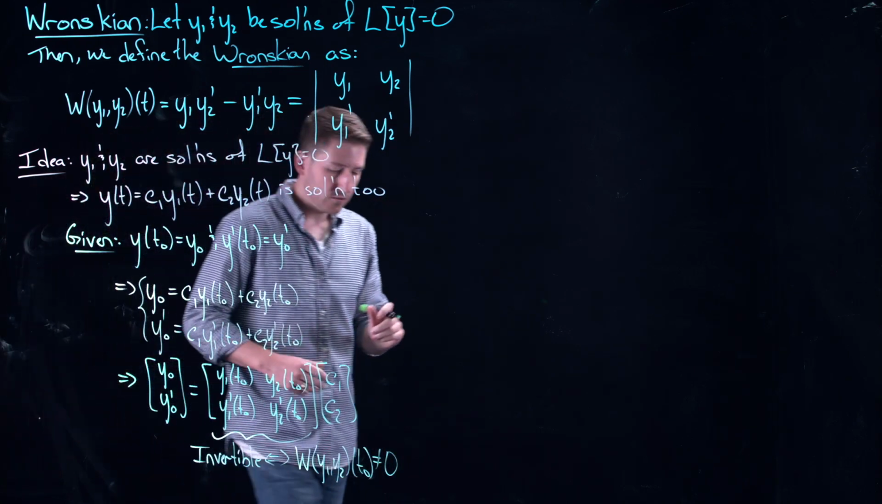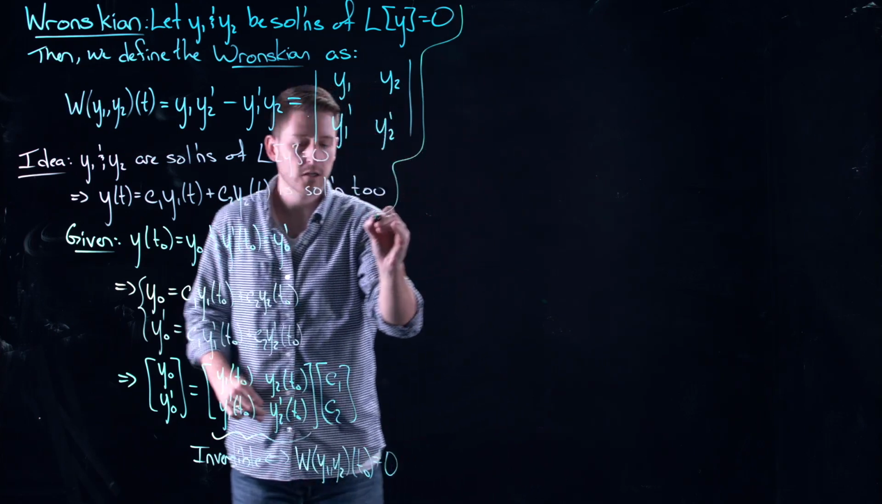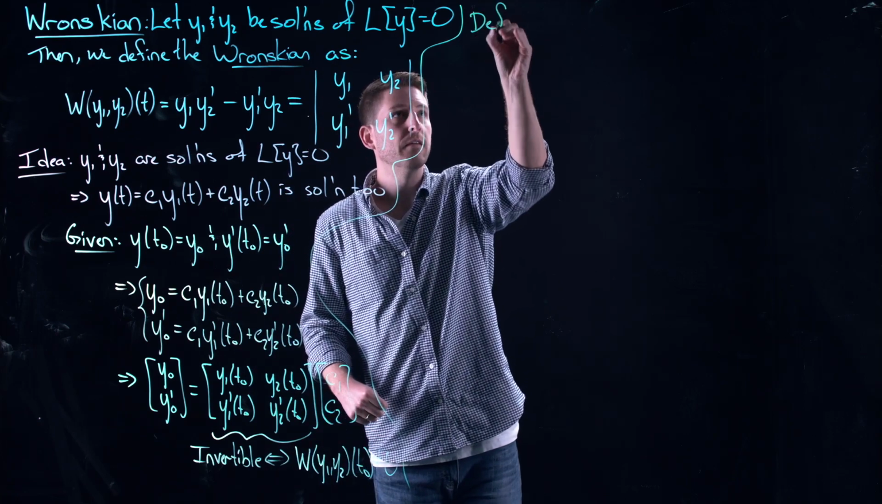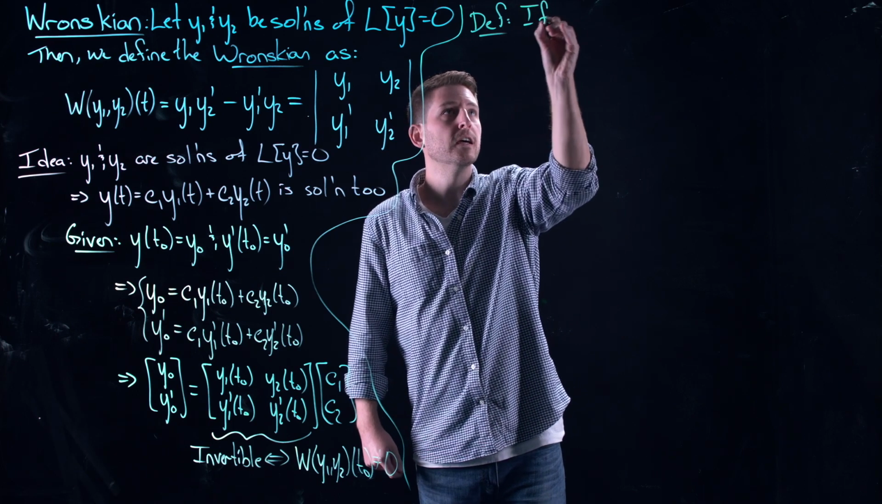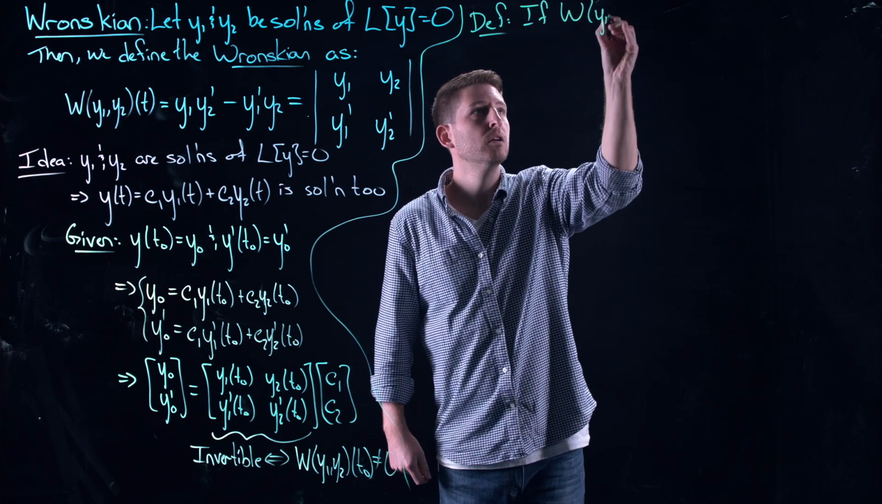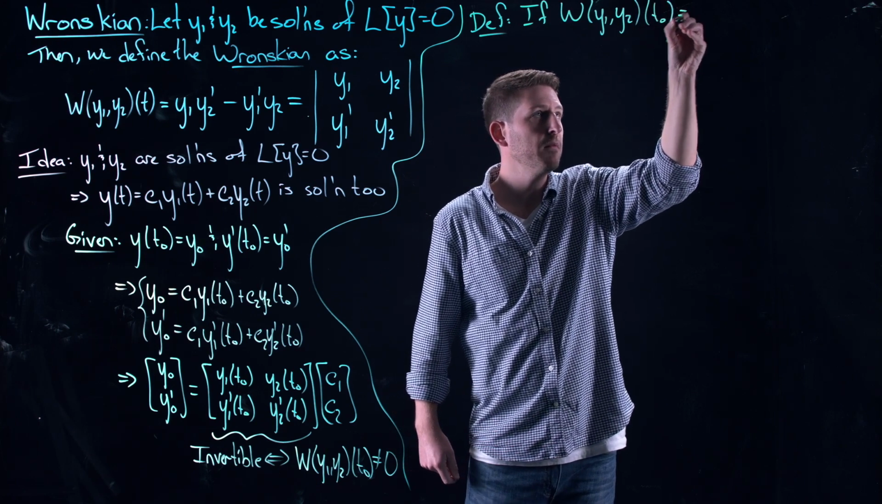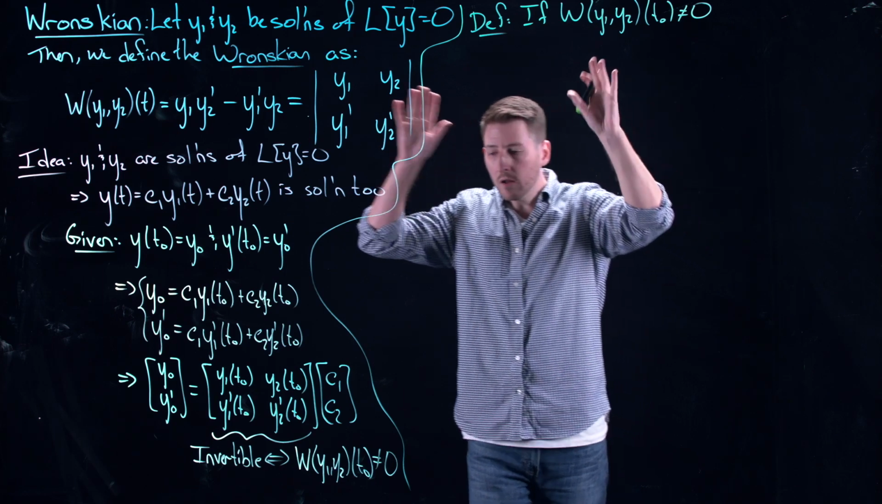Now, let's actually do this properly. So let's actually talk about a definition that comes from the Wronskian here. So let's say definition. Well, if the Wronskian of two solutions to a differential equation at some point in time does not equal 0, so again, pull all of the knowledge back.